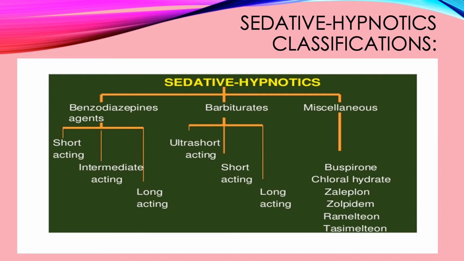So our sedative hypnotics that are involved with the GABA receptor are the following. We have benzodiazepines, barbiturates, and other drugs such as buspirone, chloral hydrate, zaleplon, zolpidem, ramelteon, and tasimelteon. For our benzodiazepines and barbiturates, they are categorized according to their duration of action. There are short-acting, intermediate-acting, and long-acting drugs.